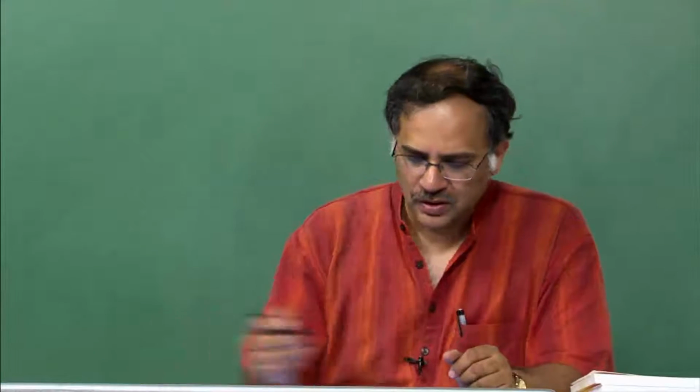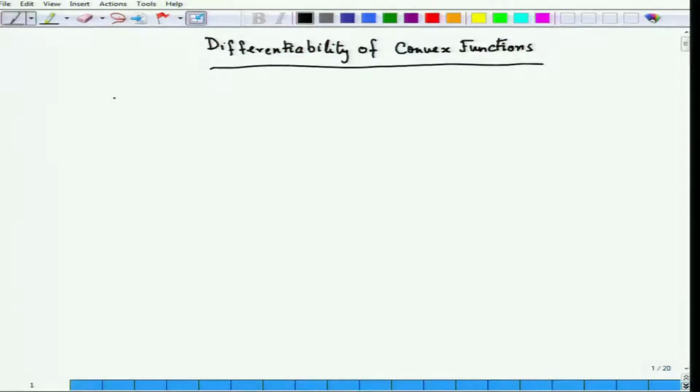So, welcome once again to this course on convex optimization, and today we are going to speak about some very important aspect of convexity, the differentiability of convex functions. Now, the first question is whether every convex function is differentiable or whether it is continuous at all, or is there something else. So, first question is: is every convex function continuous? Because every differentiable function is continuous.